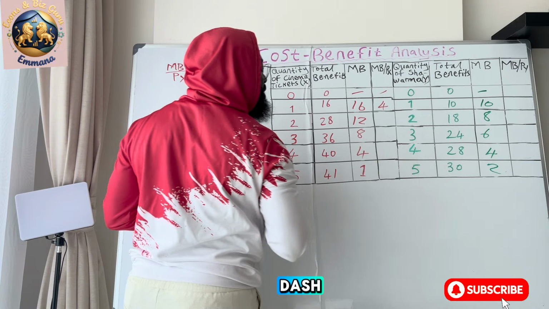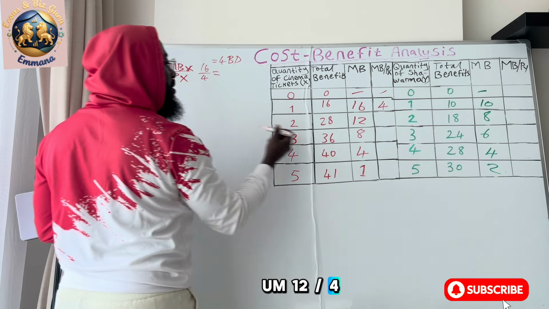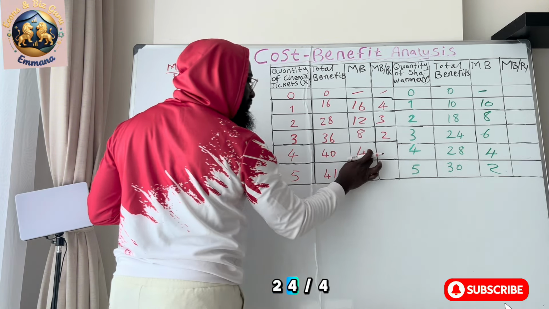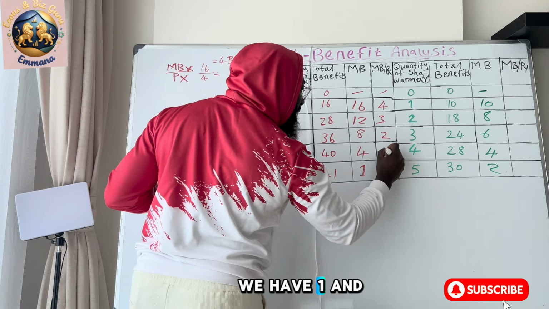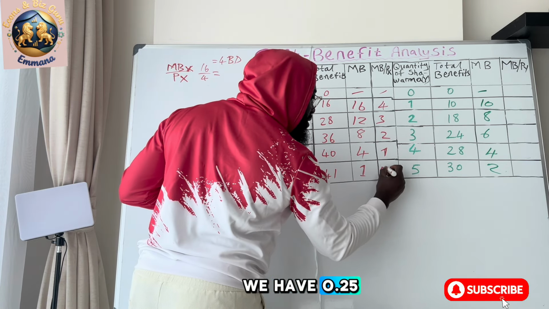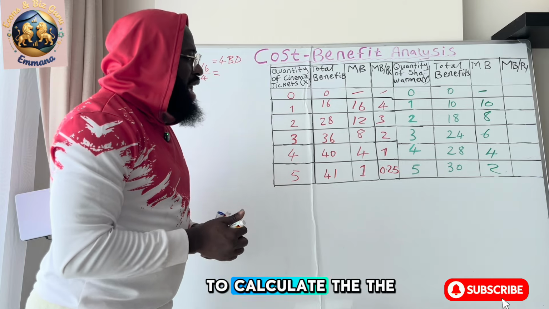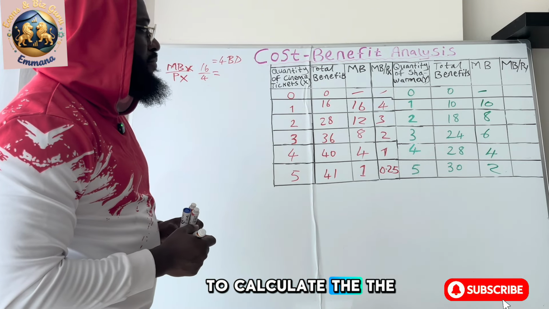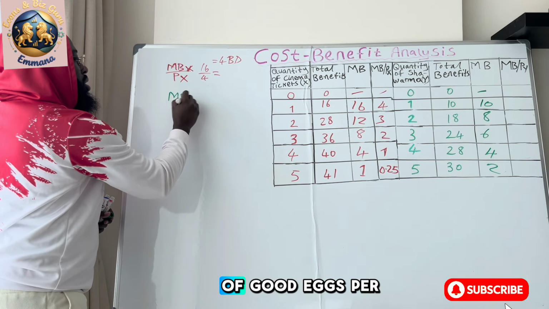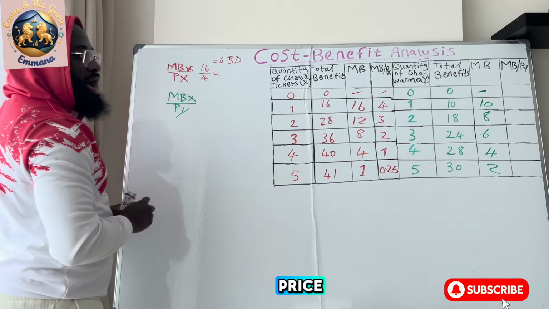Here again we have a dash. 12 divided by 4, we have 3. 8 divided by 4, we have 2. 4 divided by 4, we have 1. And then 1 divided by 4, we have 0.25. Next, we are going to calculate the marginal benefits of good X per bargaining dinner, or per price.